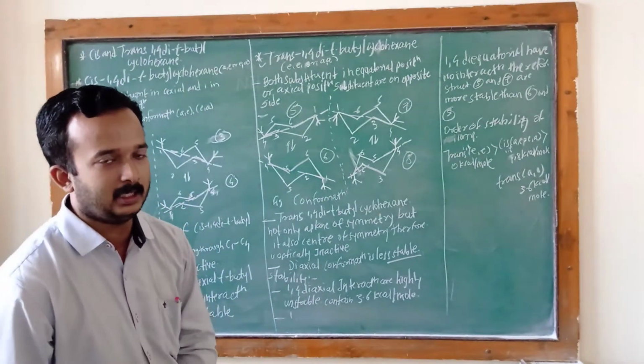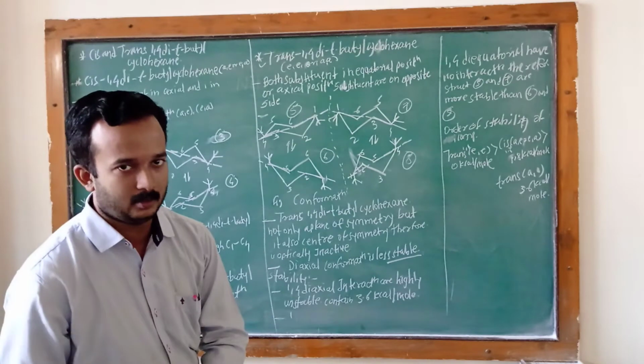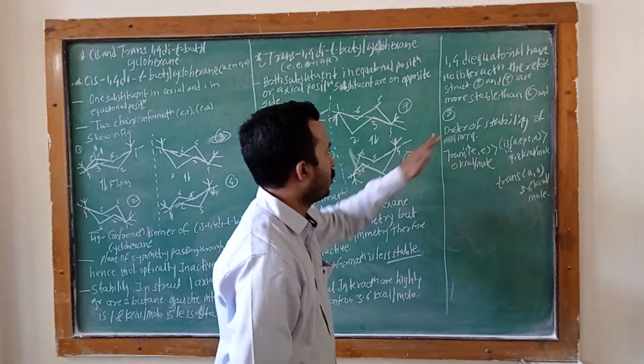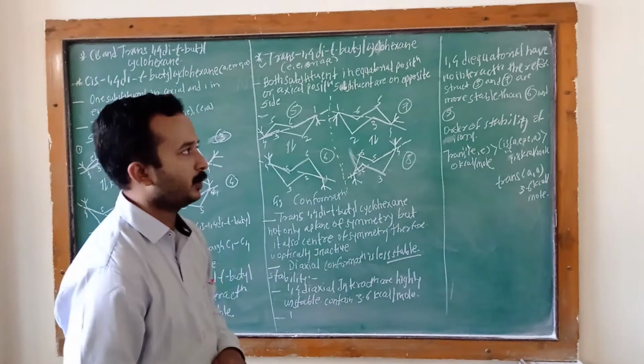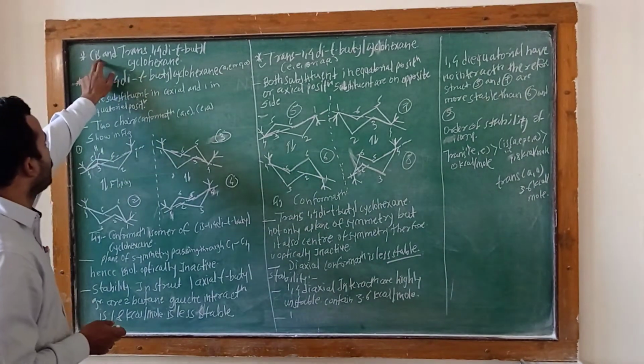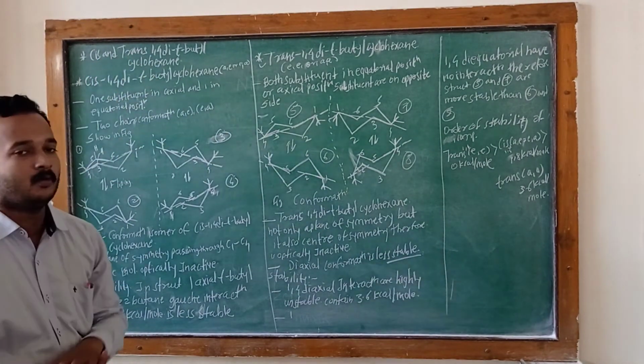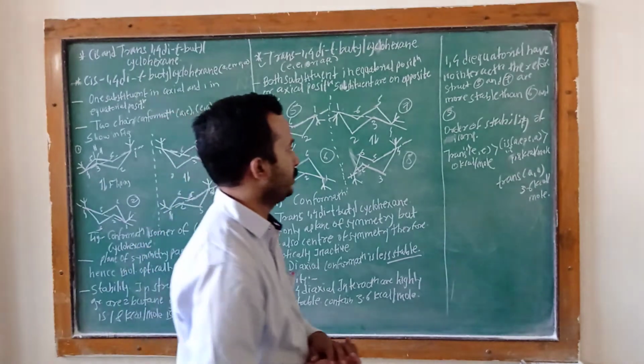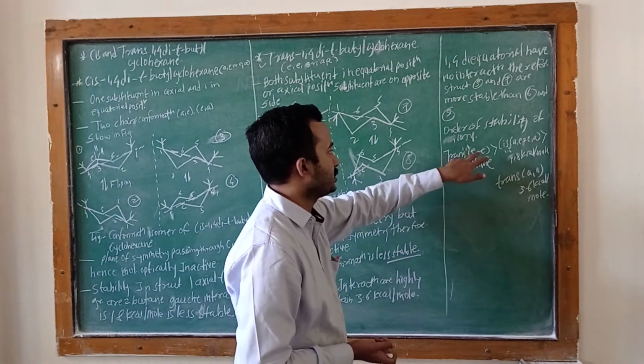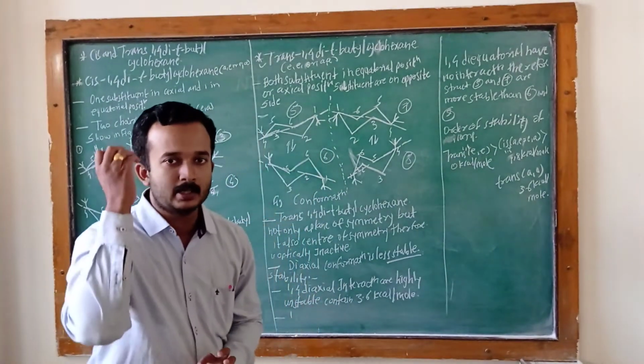Why are they less stable? Because the 1,4 positions show the axial tertiary butyl groups, therefore there is interaction between these two axial positions, therefore they are less stable. Therefore the structures 5 and 7 are more stable than the structures 6 and 8.